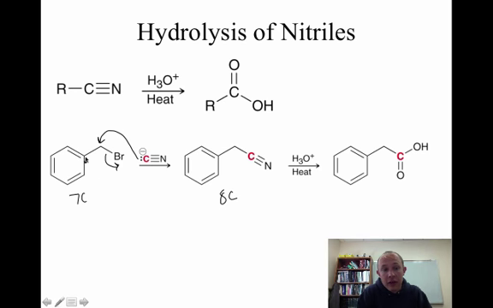So notice that the net result is that we can take an alkyl halide and convert it to a carboxylic acid, but in the process we've added a carbon. So make sure when you're making carboxylic acids you keep track of the number of carbons that you have.